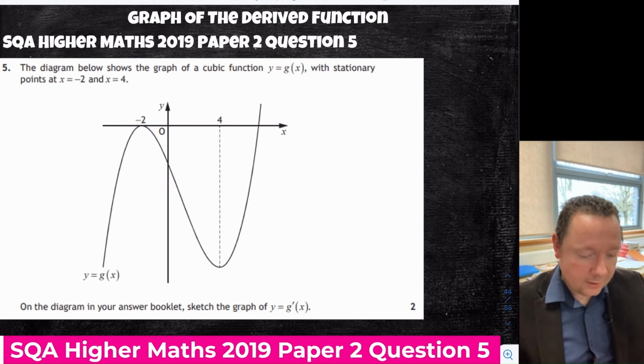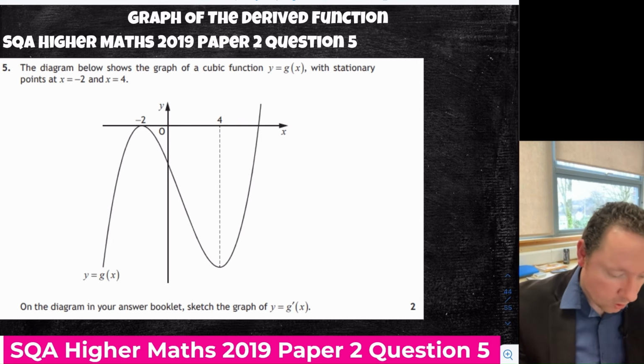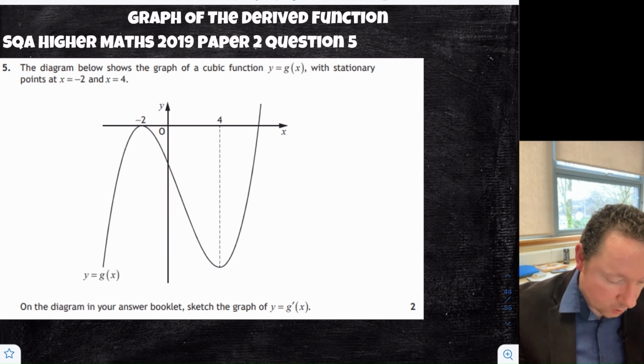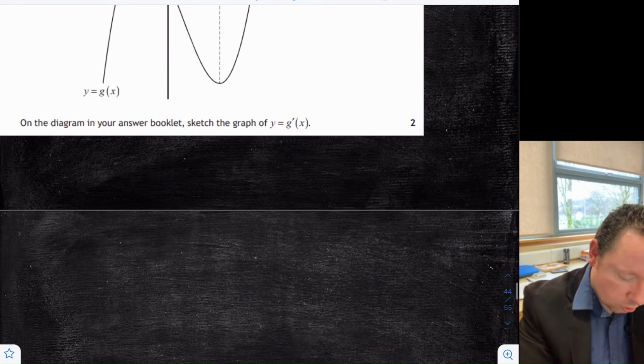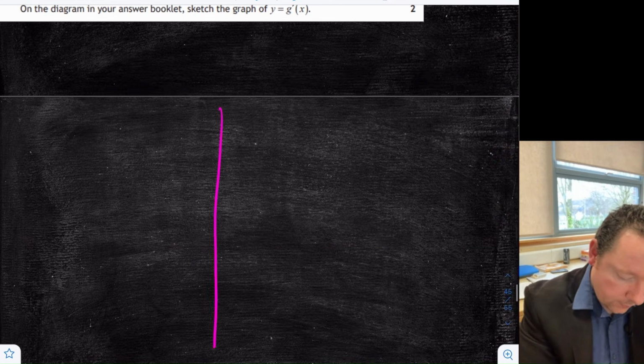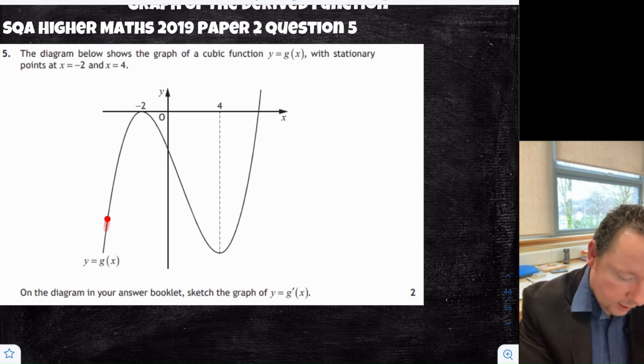Graph of the derived function. SQA Higher Maths 2019, paper 2, question 5. The diagram below shows the graph of a cubic with stationary points at -2 and 4 as shown on the diagram of your answer book. Sketch the graph of g dash x, the derivative. Okay, so let's just draw a picture here. Y and x. Now, we should first of all look at this. It's telling us it's a cubic.